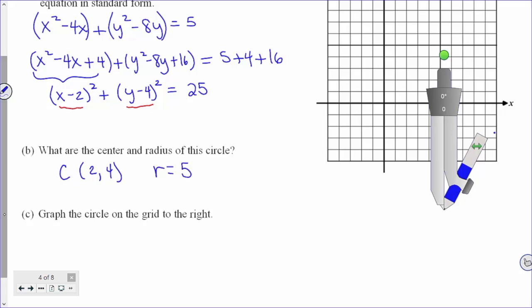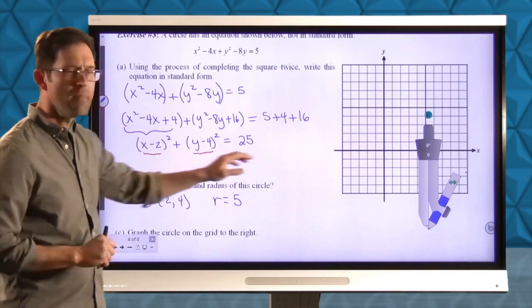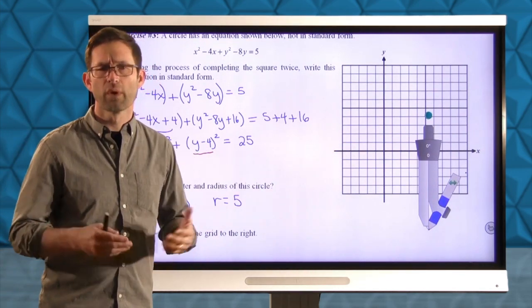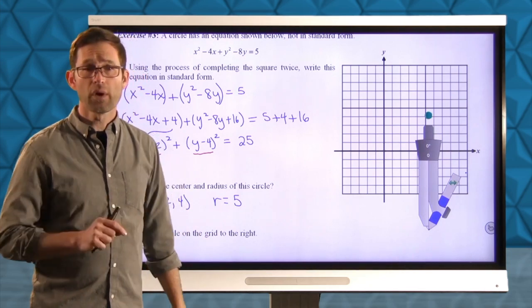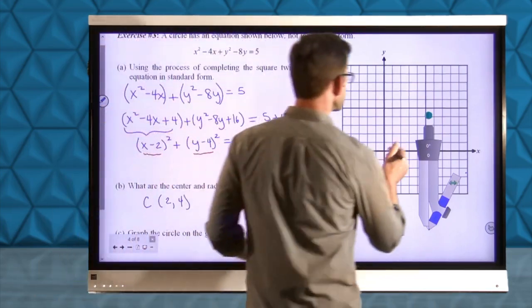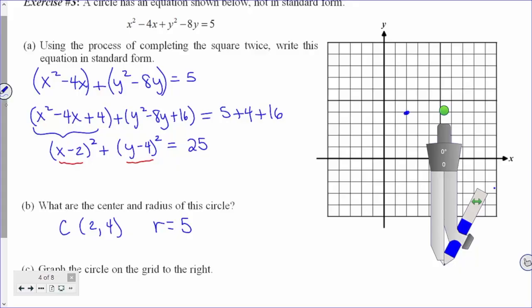Finally, letter C asks us to graph the circle on the grid to the right. Anytime you're asked to graph a circle, make sure that you use a compass. You want to get the best circle you can. Now this is what I typically do. I plot the center, 2, 4. Let me do that.